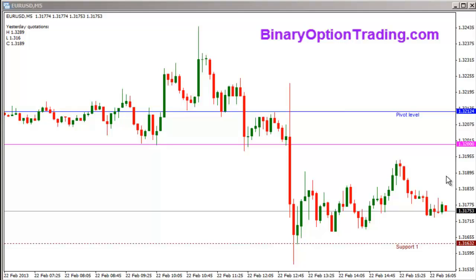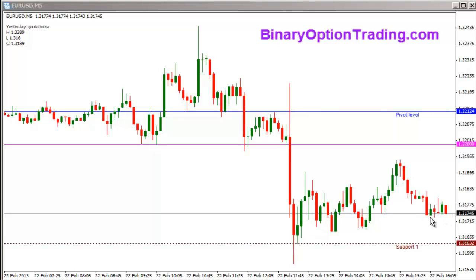Looking at Euro USD once again, hanging around pivot, just below, in between support 1 and pivot. Also the 1.3200 purple line is in play. A couple spots of this were in play right here, here, and here. Then finally a busted candle all the way down to support 1. Look at this nice wick bounce off, and now we've been consolidating in this range.